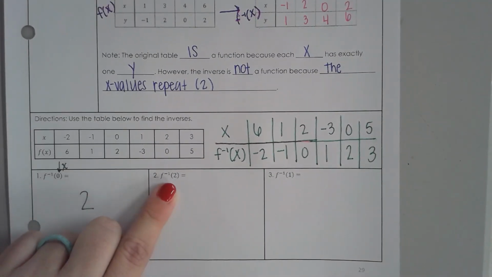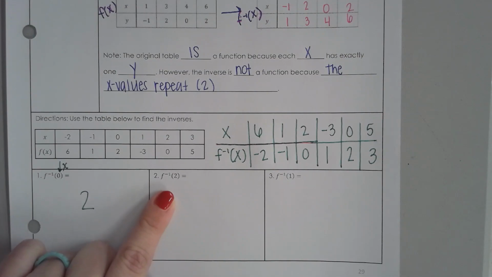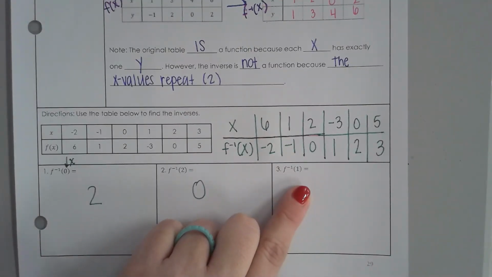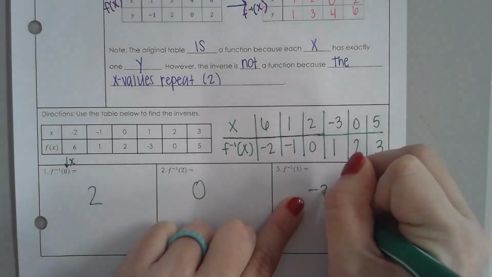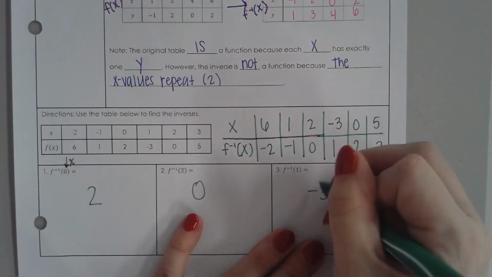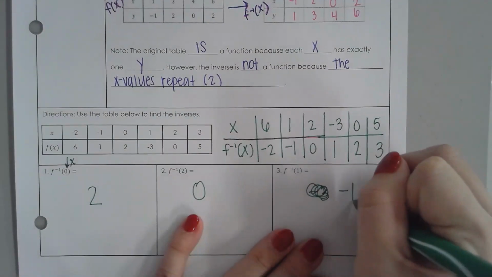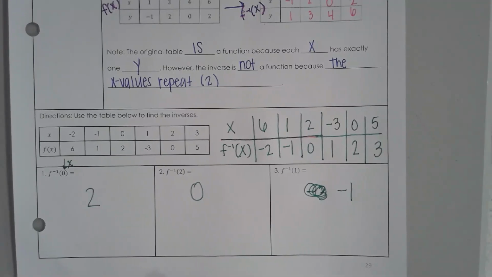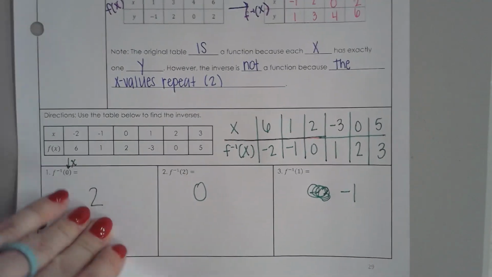So f inverse of 2 is what? 0. f inverse of 1 is -3. What is f of 1? Oh, wait. Negative. No, that's right. -1. What is f of 1? -3. Right.